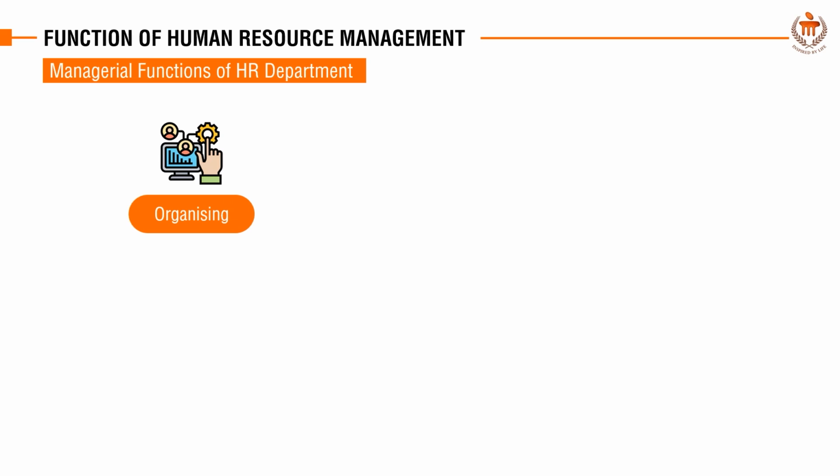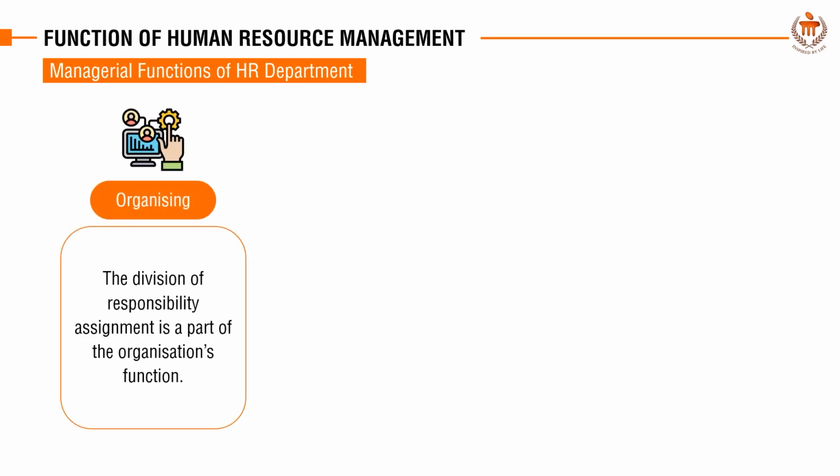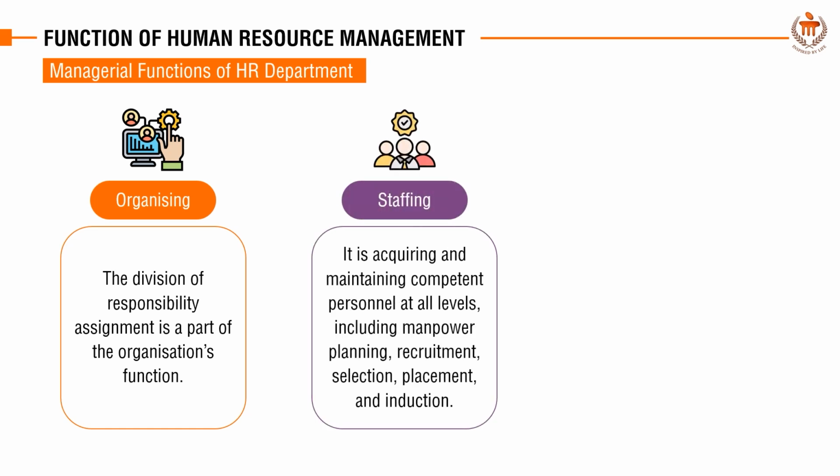When we talk about the managerial function of the HR department: planning, organizing, staffing, directing and controlling. Let's discuss planning, which is the future course of action. It also includes identifying human resource requirements and forecasting personnel needs. Organizing: division of labor and assignment of responsibility are part of the organizing function. Staffing is the process of obtaining and maintaining capable, competent personnel in various positions at all levels. Manpower planning, recruitment, selection, placement and induction.